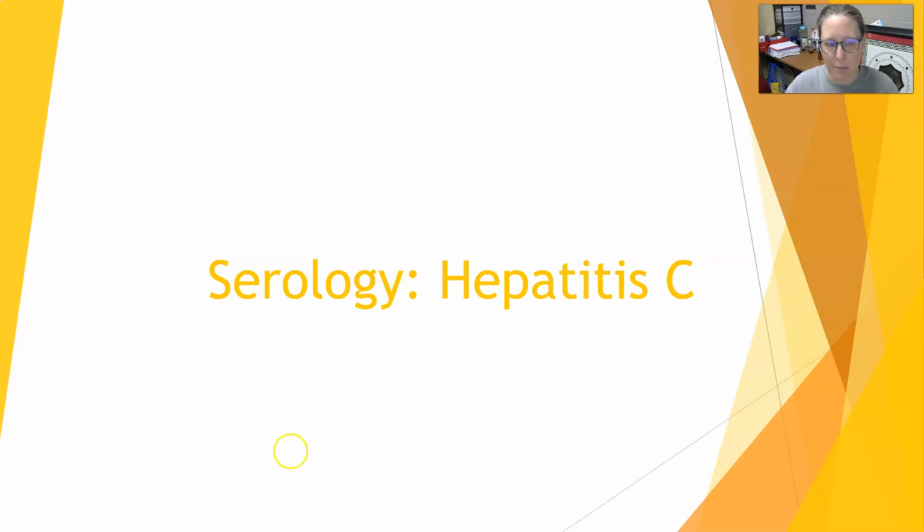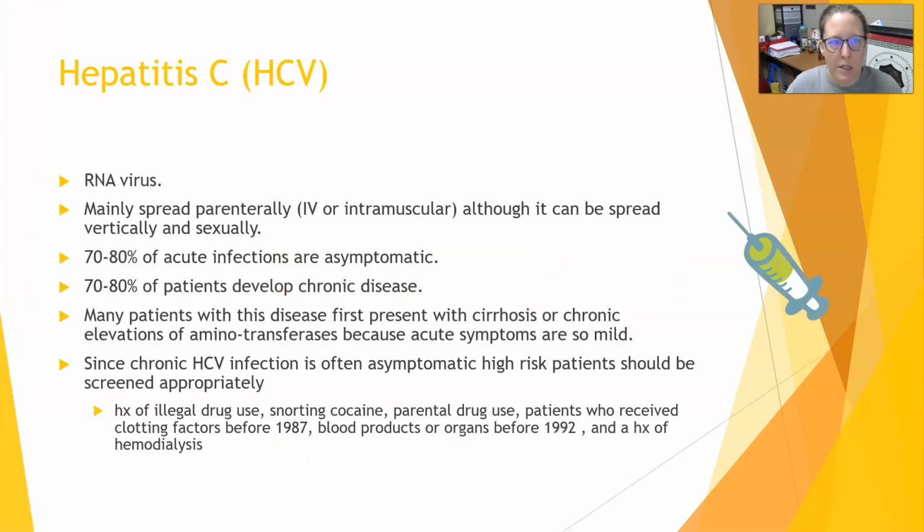We are going to look at Hepatitis C in this video. So Hepatitis C, HCV, is an RNA virus. It is mainly spread parenterally, which means IV or intramuscular, so like injected into the skin, the body. Although it can be spread vertically, so that is mother to child, through birth, through pregnancy, or it can be spread sexually also.